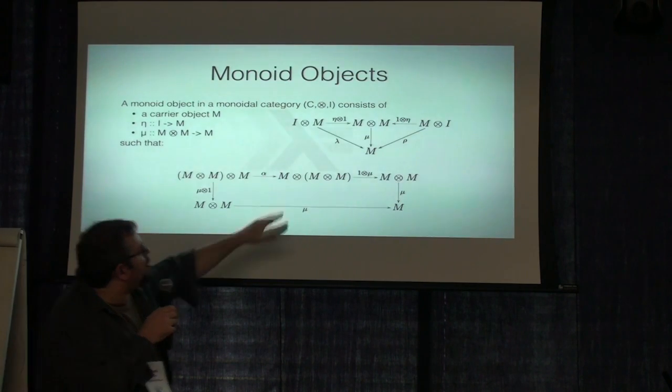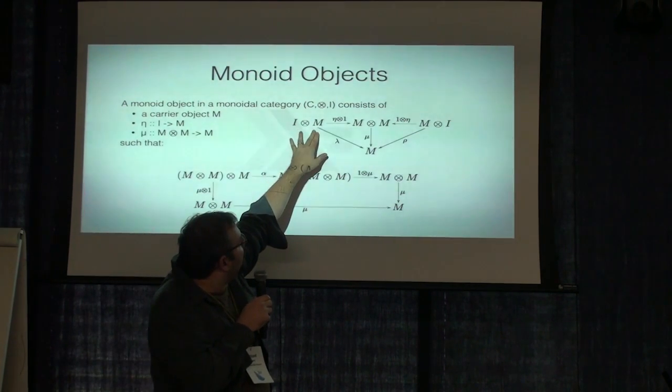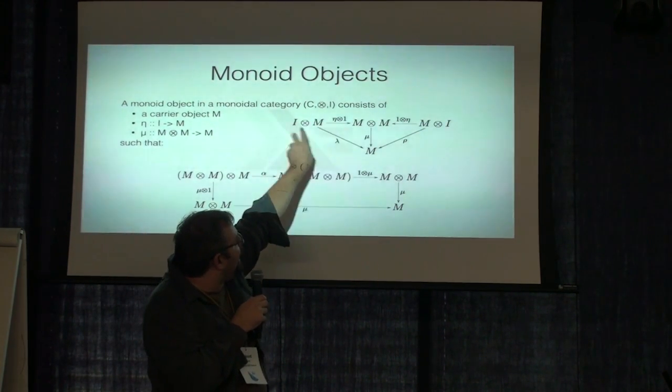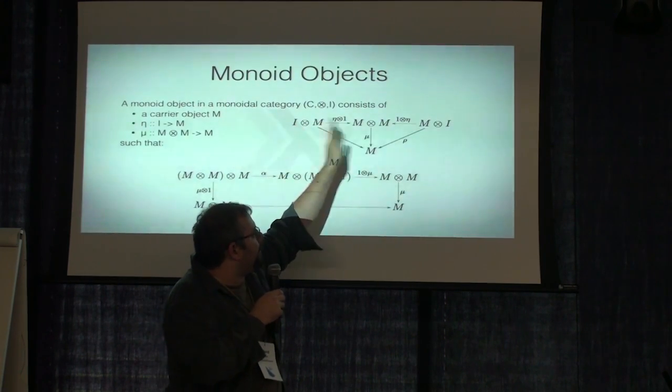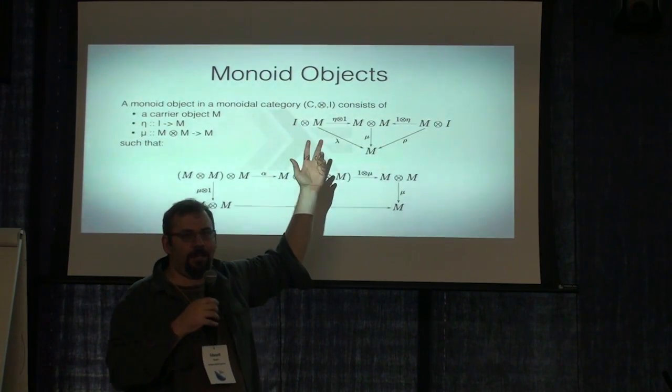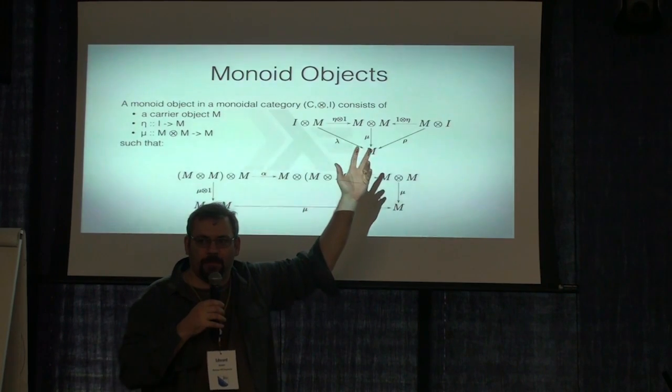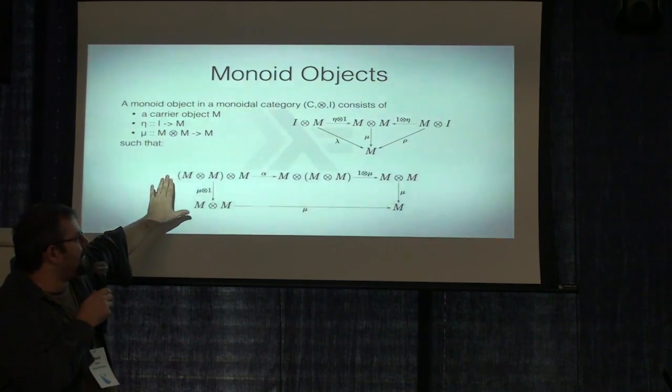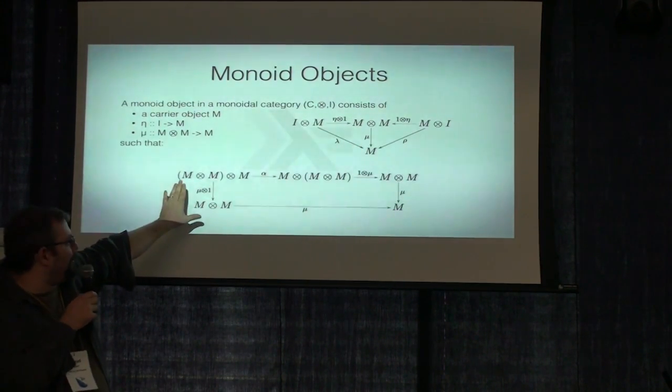Okay? And then we get these unit laws that say that we can create an M out of whole cloth on this side and go from here and there. And this is basically the unit laws that you're used to with a monoid. And this is a fancy way of writing the associativity law that you're used to with a monoid.